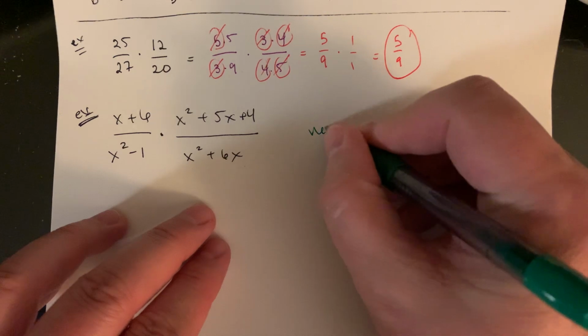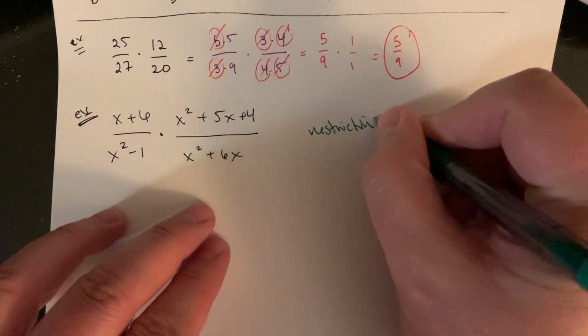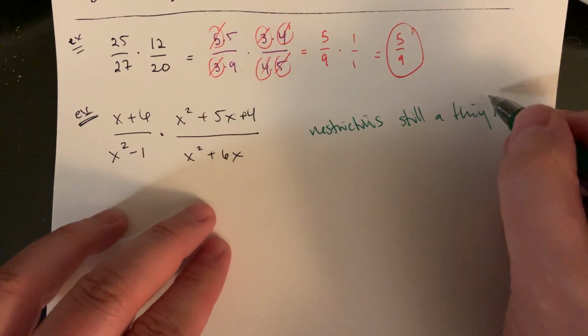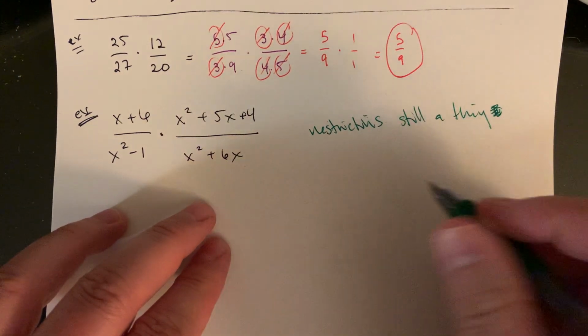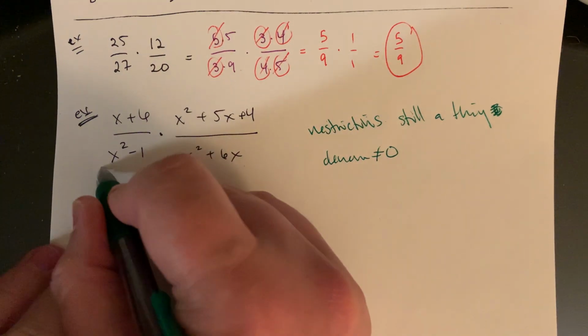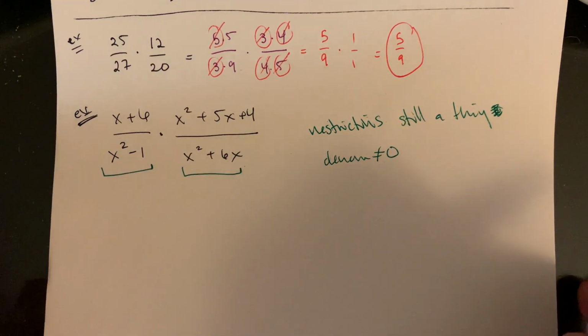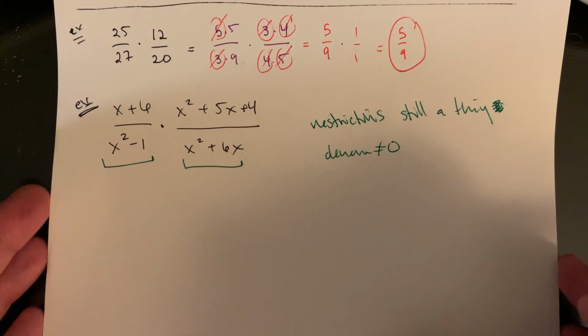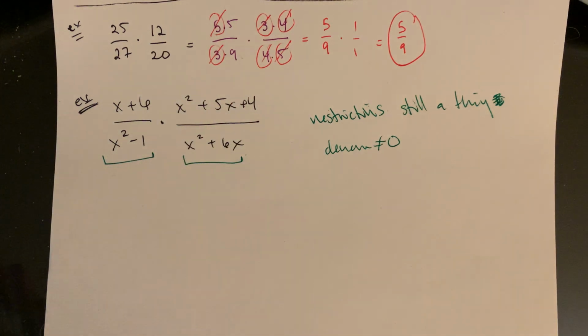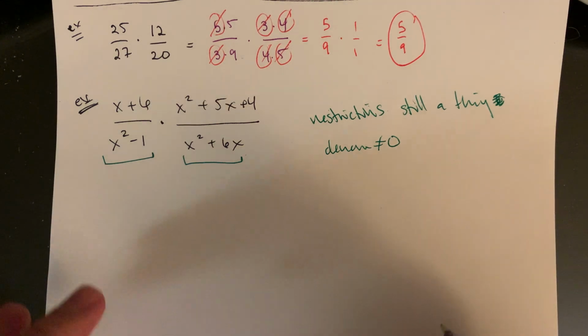So restrictions are still in play. Restrictions are still a thing. Our denominator is not allowed to be 0. And in this case, there are two separate fractions, and each of them has a denominator. So let's deal with both of those first. Again, I think doing the restriction right off the bat is a good move. You're going to do your factoring that you would do anyway, and honestly, it's easy to forget if you don't do it first thing.